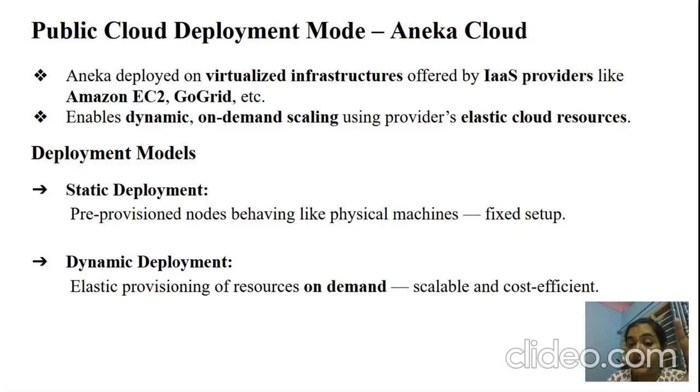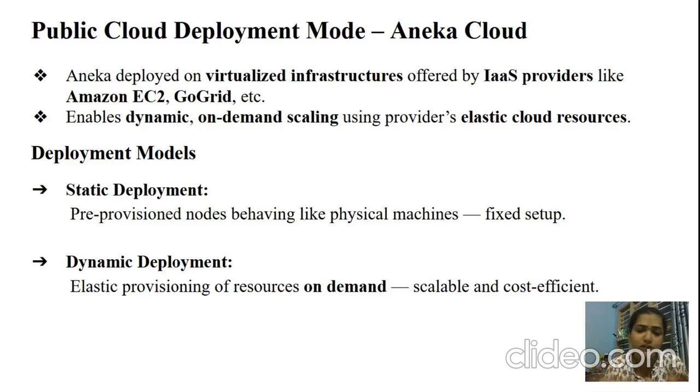Basically, deployment of the public cloud takes place in two types of model. The first one is static deployment, the second one is dynamic deployment. As the heading itself says, static means it is a fixed setup. It doesn't change according to the user needs, or with respect to the environment, or with respect to the applications. So it is static itself. Pre-provisioned nodes behave like physical machines in a fixed setup.